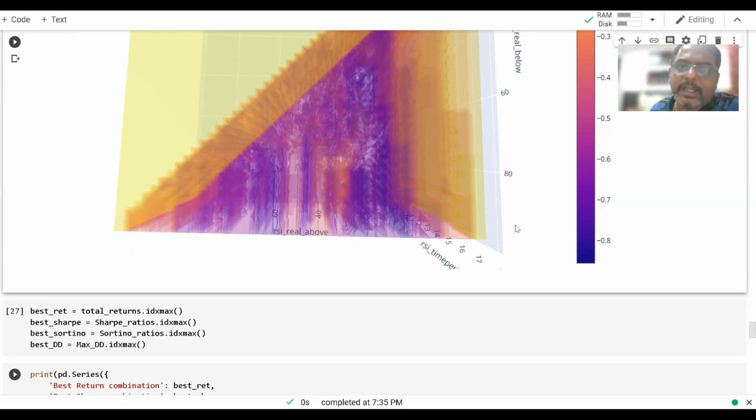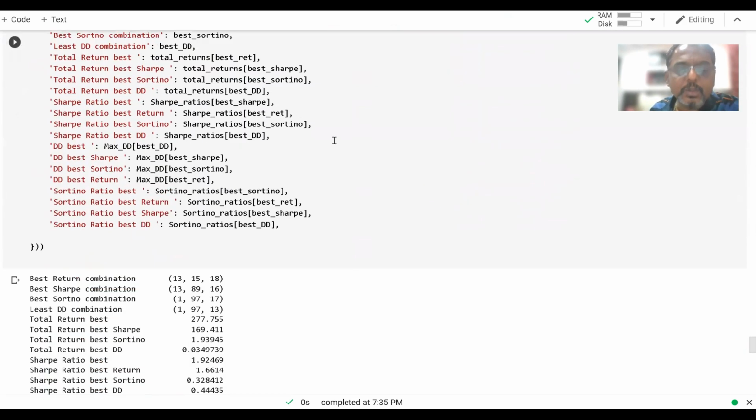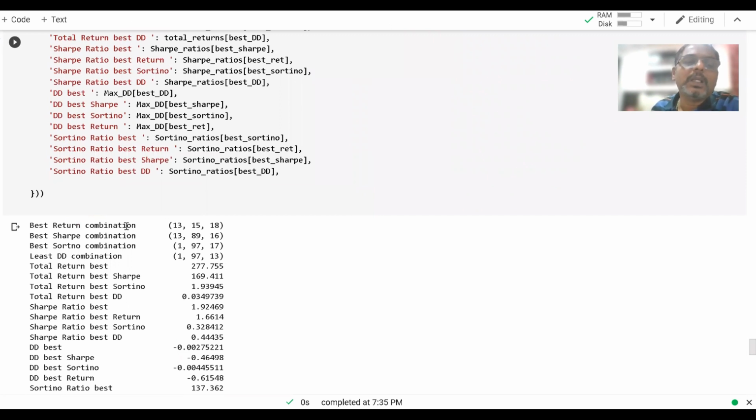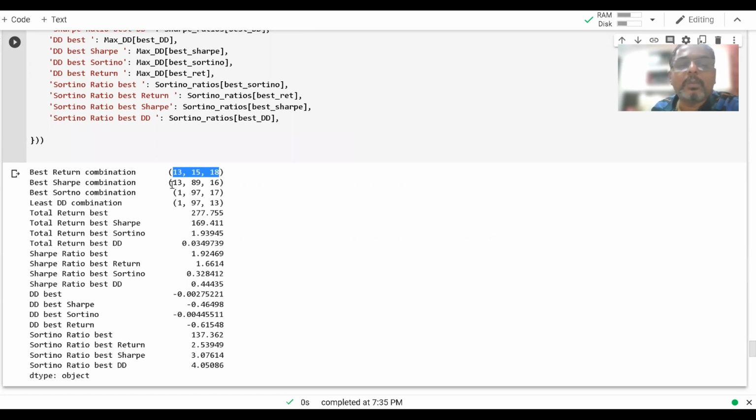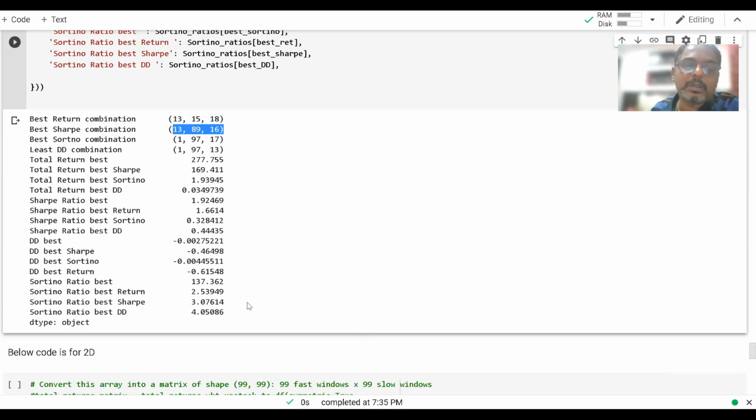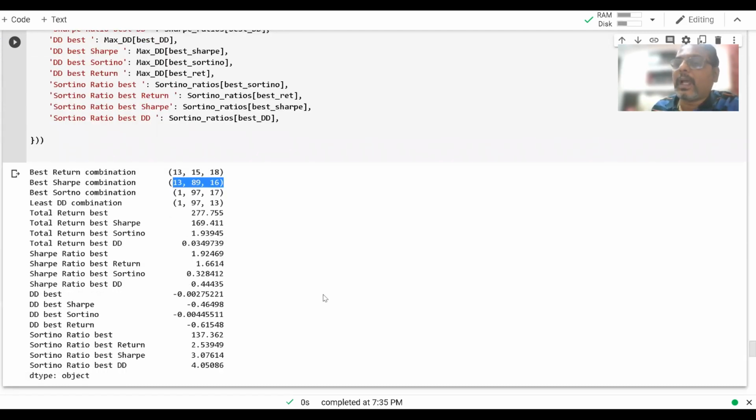If we need to trade, let's trade to win rather than following the herd mentality and losing all the time. So this is what I was talking about. The best return combination is 13, 15, 18, and the best Sharpe ratio combination is 13, 89, 16. So there is a lot of variability here, and you are not able to look at anything specific. You are welcome to code it yourself and try it out. I believe I have made my point very clear.